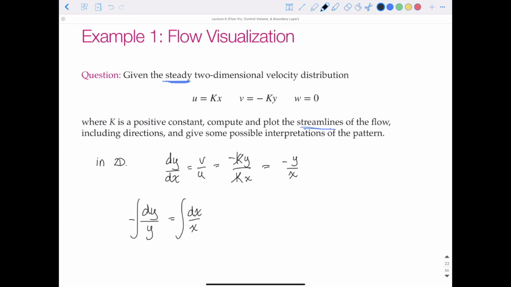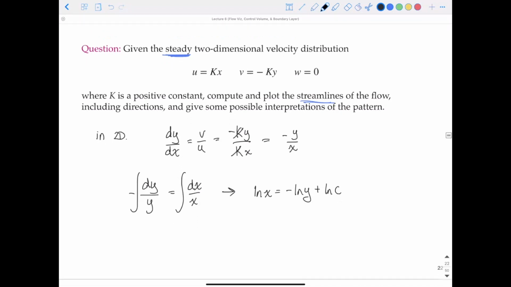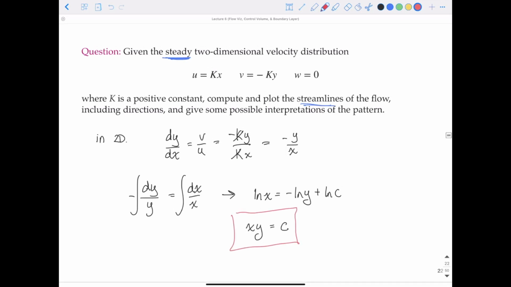If we integrate both sides, then we'll end up with ln x is equal to negative of ln y plus some integration constant we'll call ln c. And if we rewrite this and simplify, we could just write this as x times y is equal to c. So this becomes the equation of our streamline. So what does this look like?